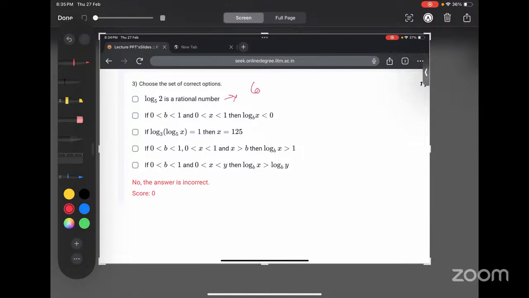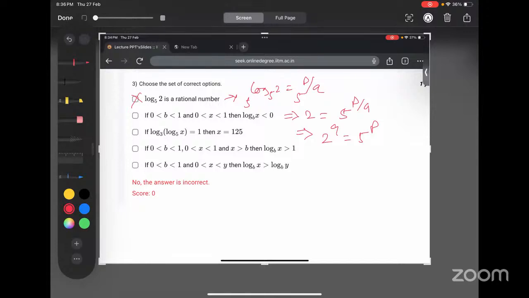That means if I take this as p by q, suppose it is rational, then it will be in this form p by q. Now we can take 5 power on both sides. So we get 2 equals 5 power p by q, right? Then it implies 2 power q equals 5 power p. That means 2 should divide 5 or 5 should divide 2, but this is not possible, right? Hence, this is incorrect. What about the second one?